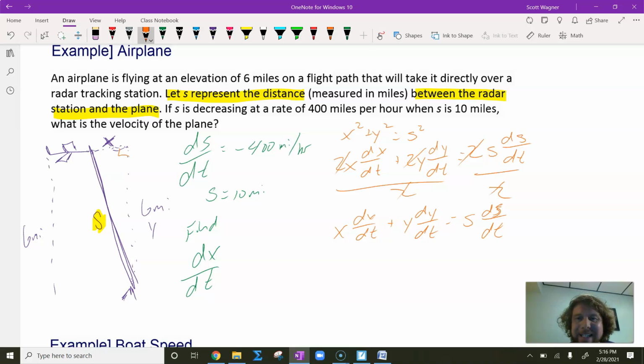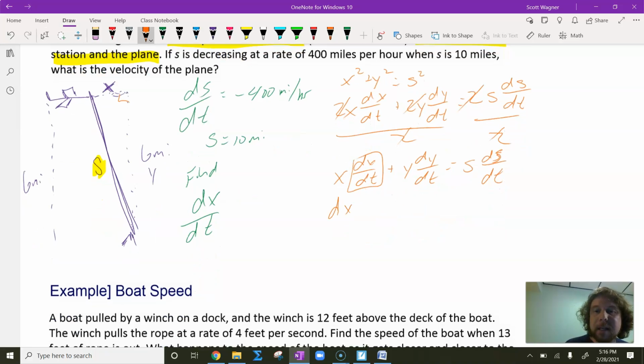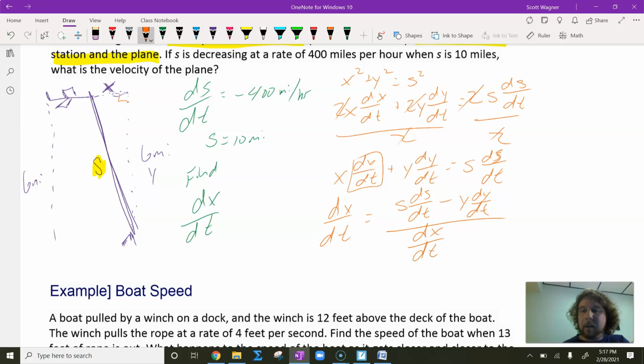All right. Remember, I'm trying to find dx dt. So maybe get everything that's not dx dt over to the other side. So maybe subtract this y dy dt and divide it through by x. If I do that, that would say dx dt is equal to s ds dt minus y dy dt. Notice I subtracted the y dy dt, and then I'm going to divide it by dx dt. Oh, I'm sorry, not divided by dx dt. Divided by x. We're solving for dx dt. Sorry about that. You guys would have caught that.